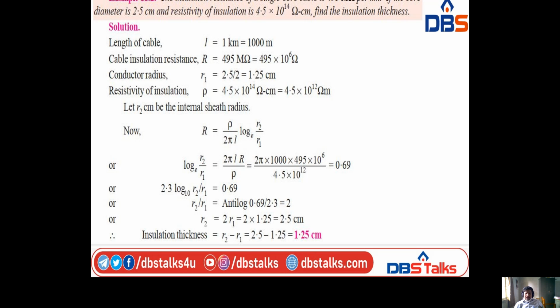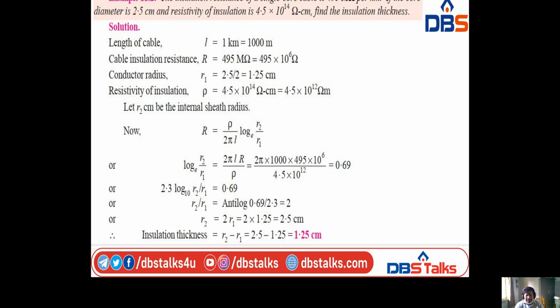Capital R is equal to rho by 2 pi L log R2 by R1 base e. So we know the capital R value, the insulation resistance value, 495 into 10 power 6 equals rho 4.5 into 10 power 12 divided by 2 pi into L 1000, log R2 by R1 base e. Now by adjusting the above expression, log R2 by R1 base e equals 2 pi into 1000 into 495 into 10 power 6 divided by 4.5 into 10 power 12.